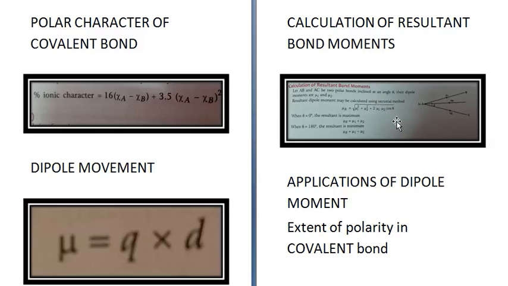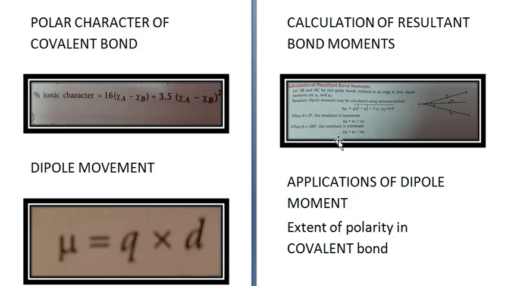When theta is 0 degree, the resultant is maximum, so mu r becomes mu1 plus mu2. When theta is 180 degree, the resultant is minimum, and mu r becomes mu1 minus mu2.